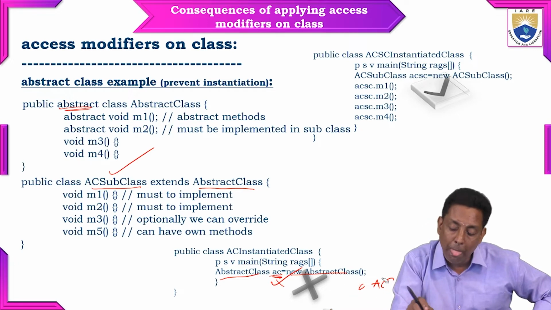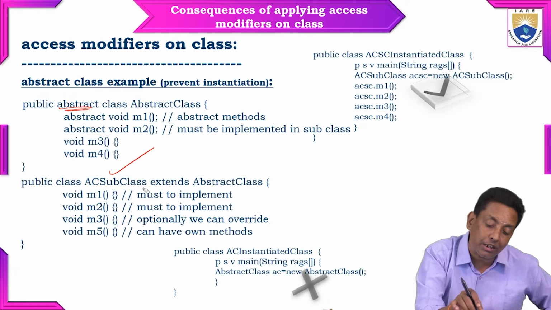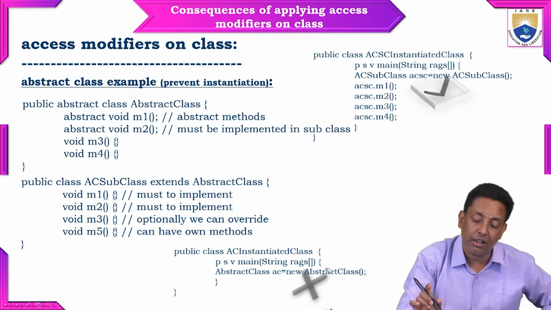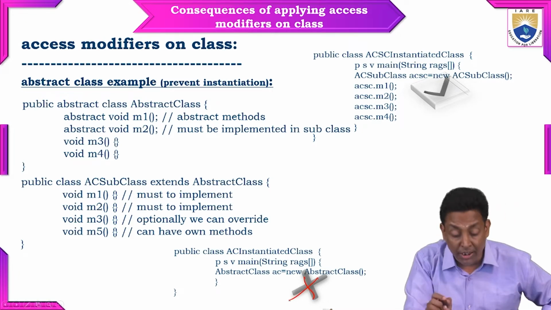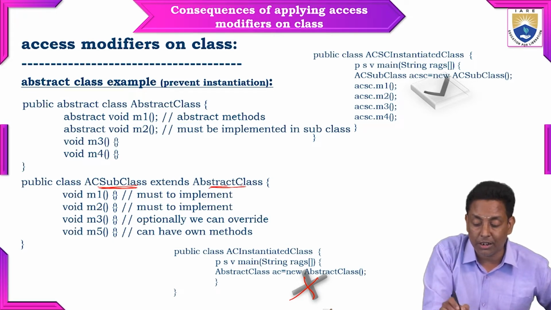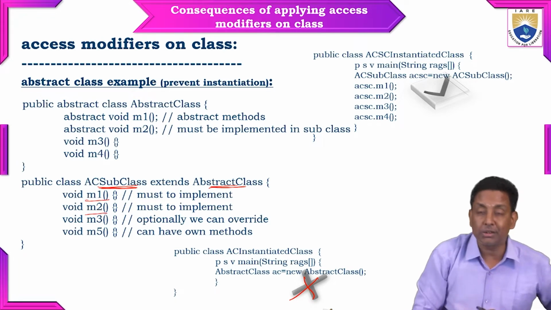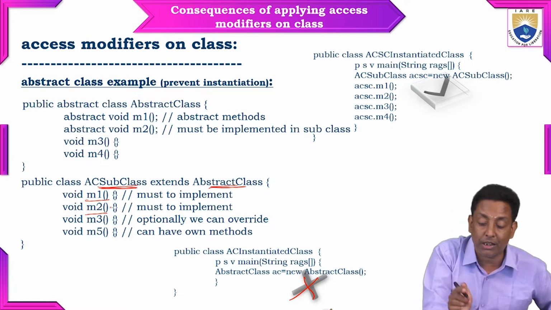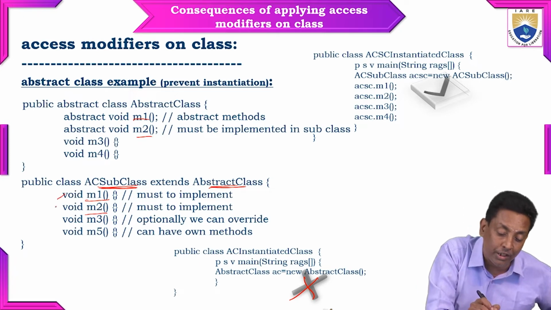Then what do you need to do? The moment a developer finds any abstract class, two things he should keep in mind. One, he should not instantiate the abstract class. Second, the developer must provide one subclass, one implemented class, for the abstract class. In that, all the superclass abstract methods must be implemented. M1 and M2 are implemented here; it is mandatory to implement them here.